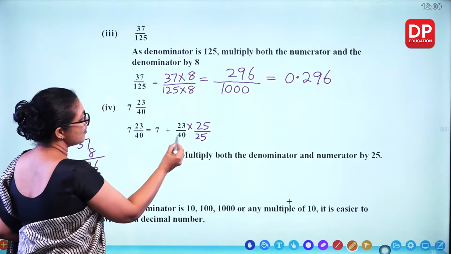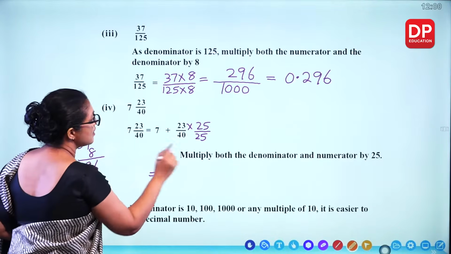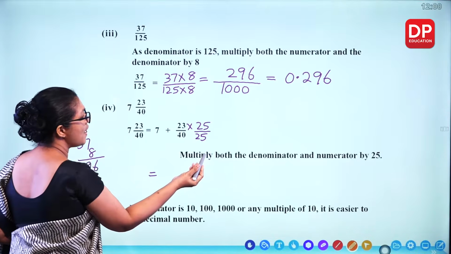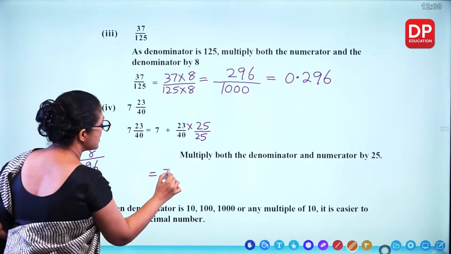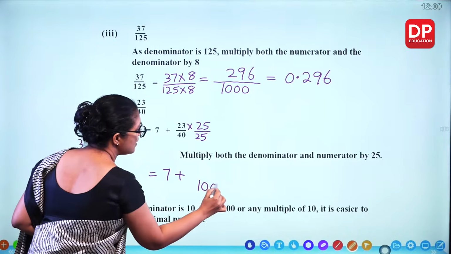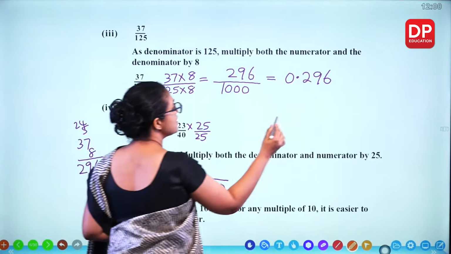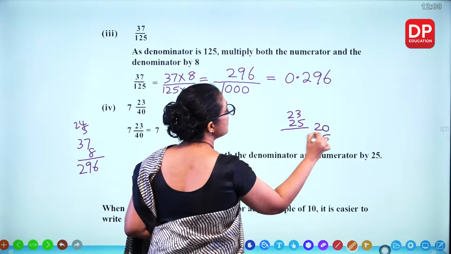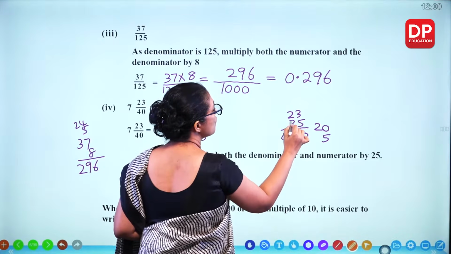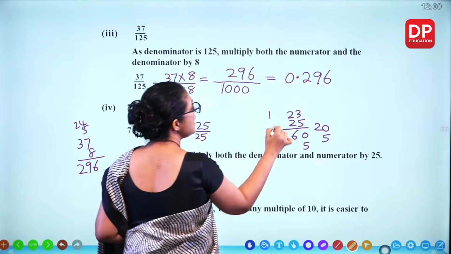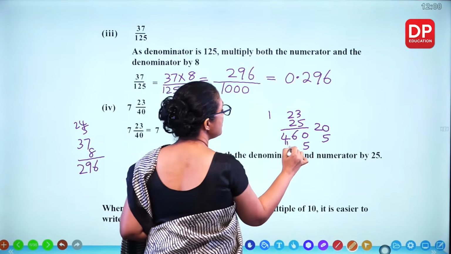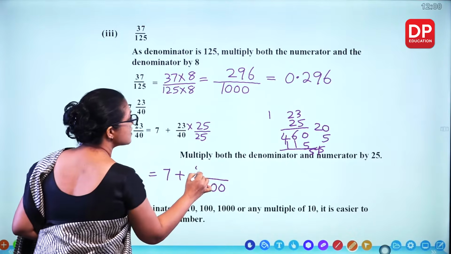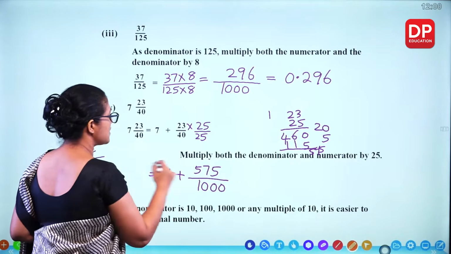Now here you can get 23 times 25 in the numerator and 40 times 25 is 1000. So you get 7 and 1000 in the denominator. What is 23 times 25? 20 and 5, 6 and 4. 5 times 3, 15. 5 times 2, 10 plus 1, 11. So you get 575. Now what's the answer?